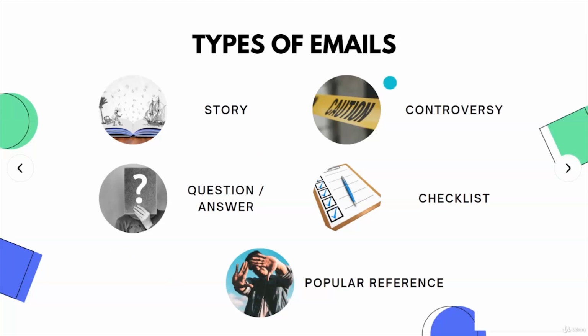And the next type of email is controversy. Those emails get a good open rate. First, get your reader's attention with a controversial subject line. Then you elaborate with a story or real-life example that happens oftentimes.